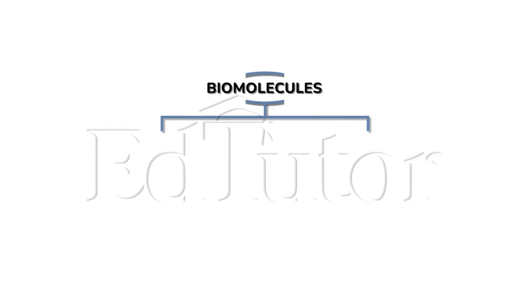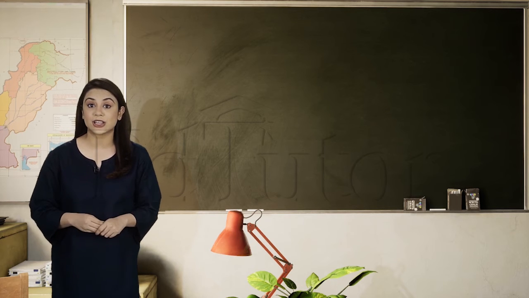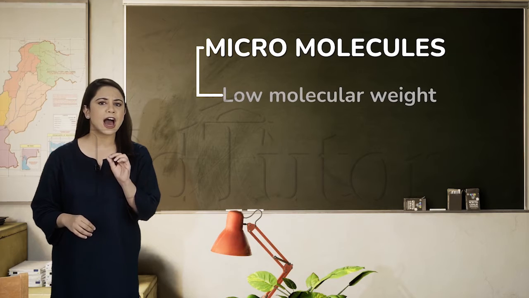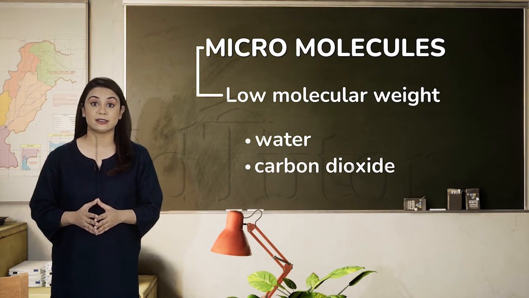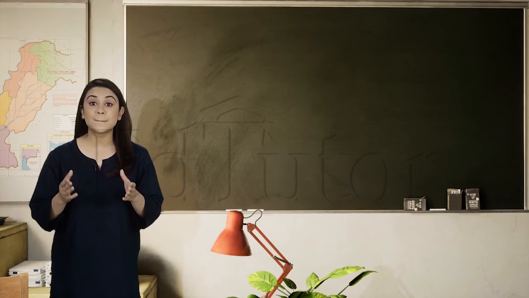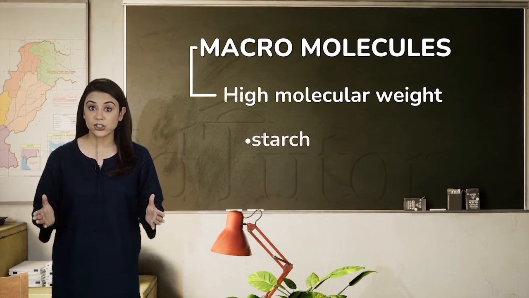For instance, there are two types of biological molecules depending on their masses: micromolecules and macromolecules. As the name suggests, micromolecules have low molecular weight, like water and carbon dioxide. On the other hand, macromolecules have higher molecular weight, like starch and proteins. An organism is made up of thousands of micro and macromolecules.